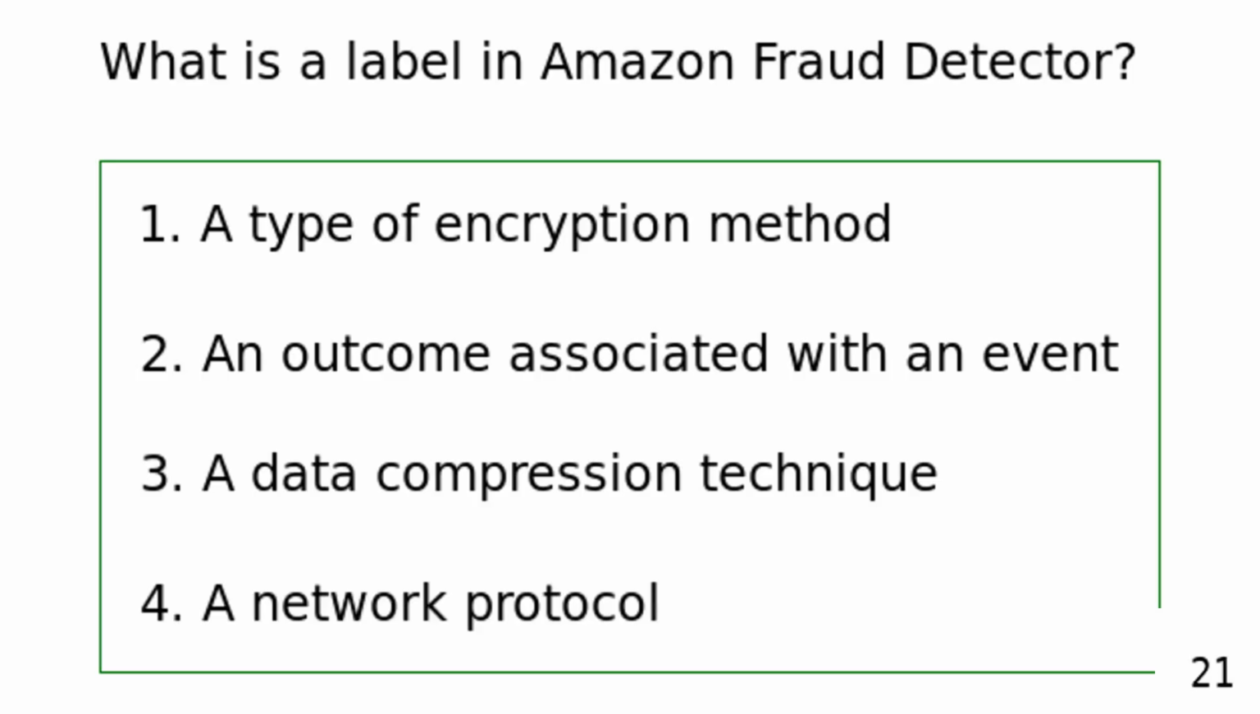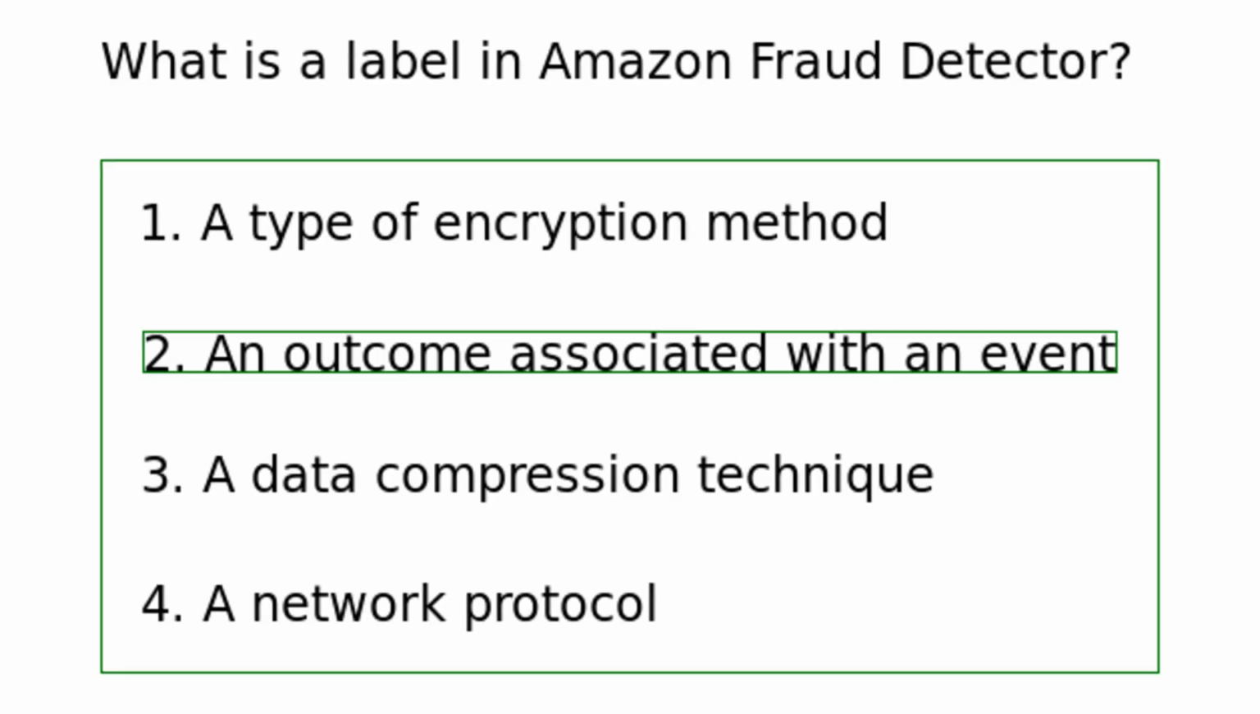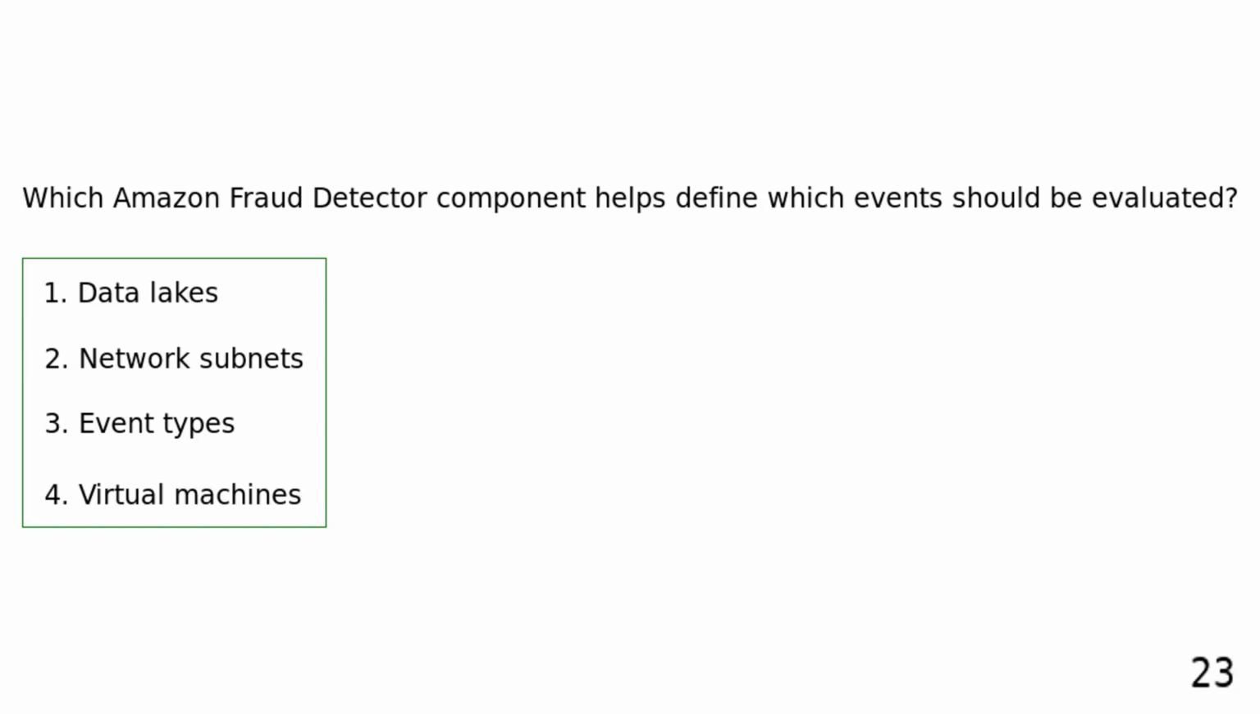A type of encryption method. An outcome associated with an event. A data compression technique. A network protocol. A label in Amazon Fraud Detector is an outcome associated with an event, such as fraudulent or legitimate. Which Amazon Fraud Detector component helps define which events should be evaluated?